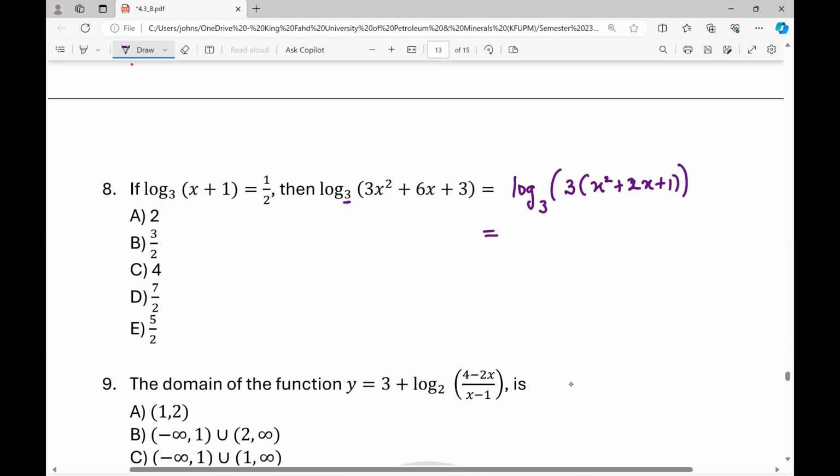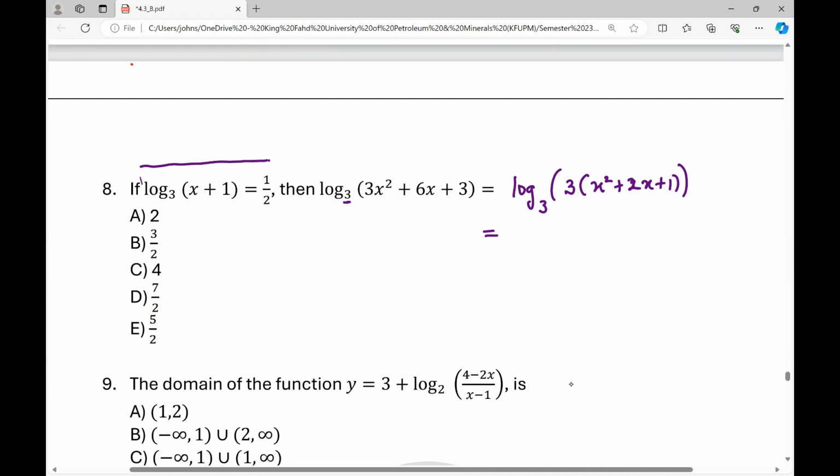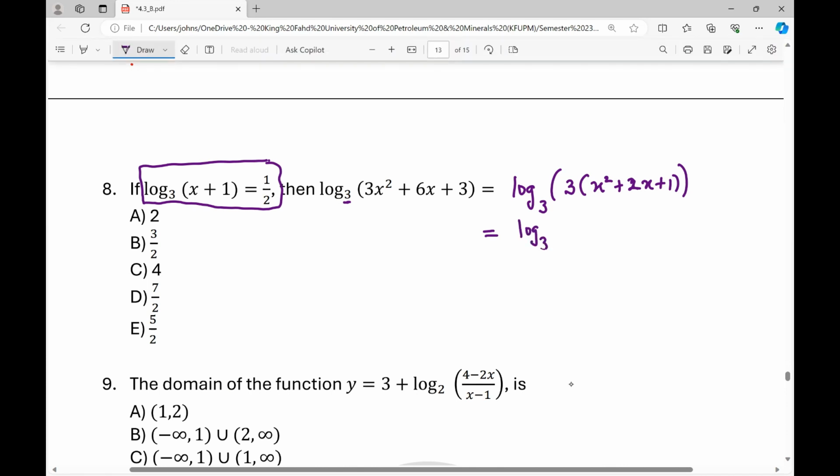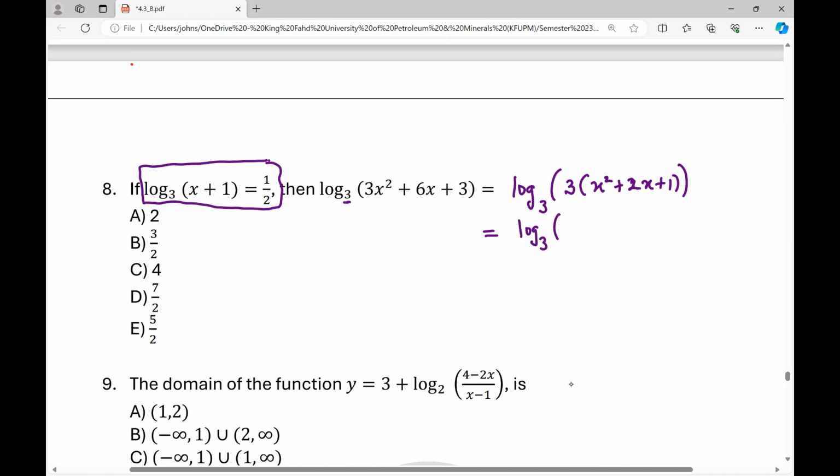Now, what is the goal? Because I have this one, so I want to see where I can use this guy here. But since they are the same base, it's all right. Now this we can write as log to base 3 of, again, this is 3. If you look at this one, this can be written as x plus 1 all squared.